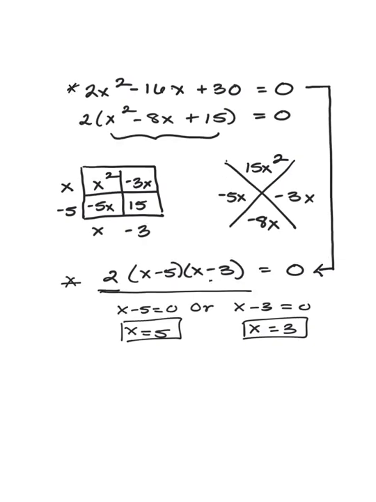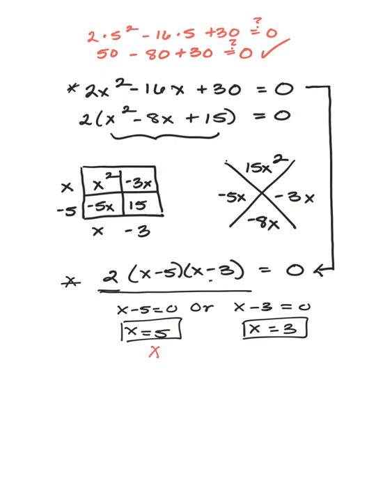let me switch colors for you. Let's check the 5. If I take 2 times 5 squared minus 16 times 5 plus 30, the question is, will that equal 0? Let's check this out. 5 squared is 25 times 2 is 50 minus 16 times 5, which is 80, plus 30. Does that equal 0? Yes, it does.